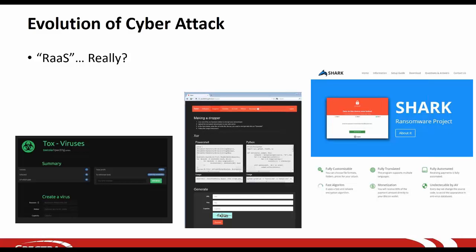You literally can create the message that's going to appear. The providers of these applications handle all of the backside. If you look at the one from Shark ransomware on the right, you can see they're marketing this: fully customizable, fully translated, fast algorithms, monetization. You will receive 80% of the payment amount directly to your Bitcoin wallet. So these types of attacks have become incredibly easy to perform and incredibly difficult to trace back.